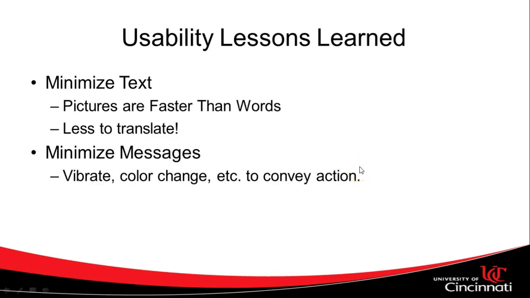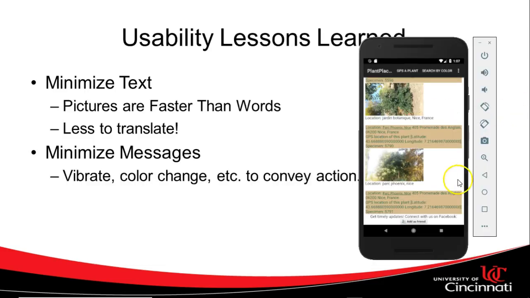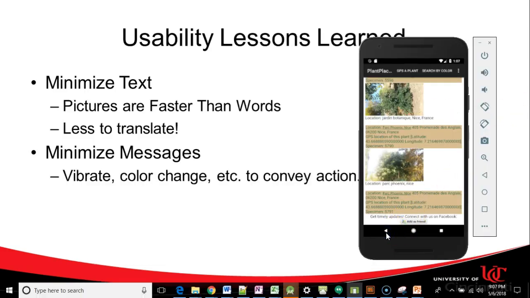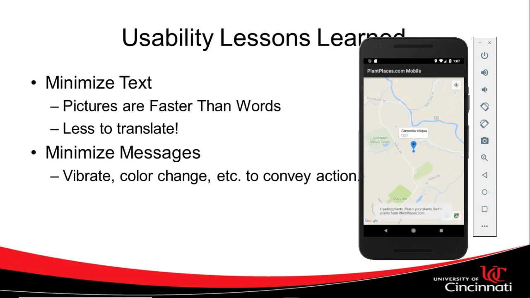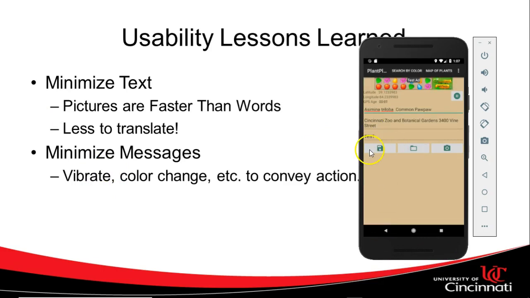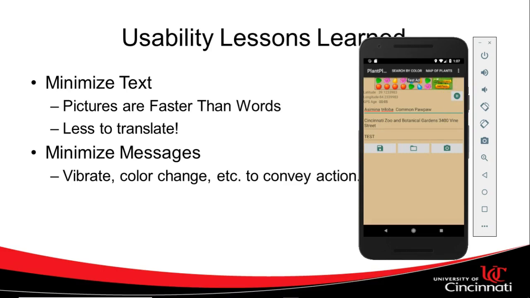Minimize text. We know pictures are faster than words, and in new Android it's very easy to create buttons that have images on them instead of the text that we're more used to traditionally. So pictures are faster than words. Take advantage of those images that we can put on buttons. Use photos instead of file names. So you see here a consistent iconography across all these buttons.